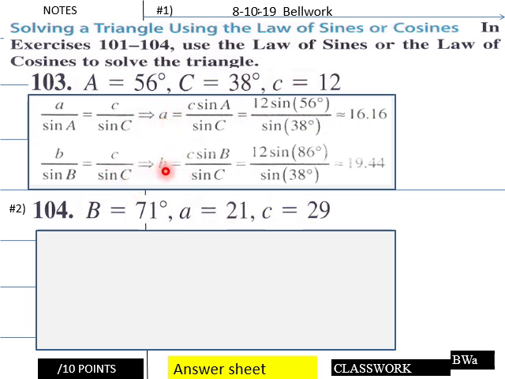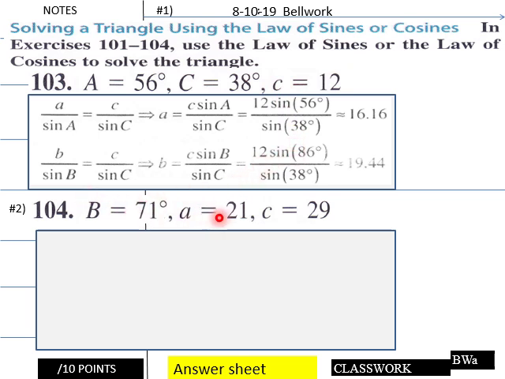And then for b, we do the same thing, the law of sines, and we get 12 sine 86 degrees over sine 38 degrees when we plug in our values. For b, we get 19.44 length. So we have a, we have b, and then we have c, our side lengths there. And then we have 56 and 38. We just use our subtraction from 180, and we find our angle measure for B as well.